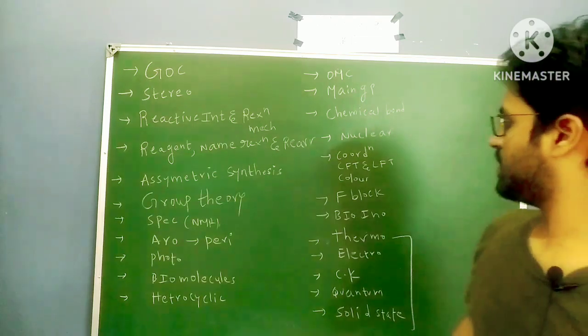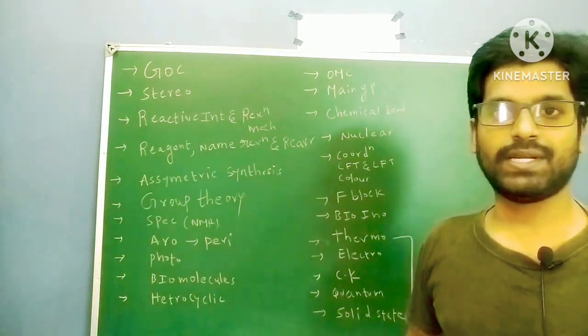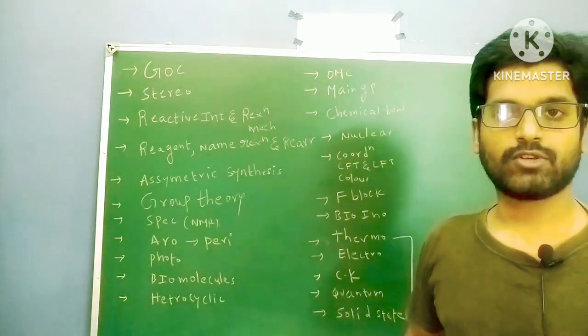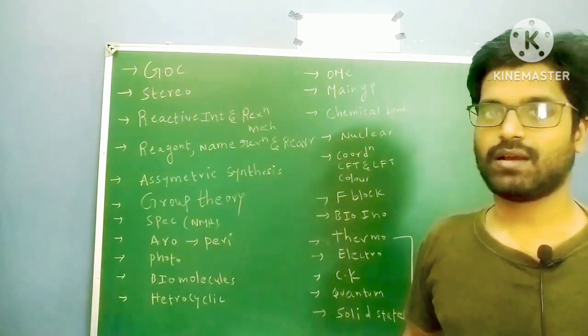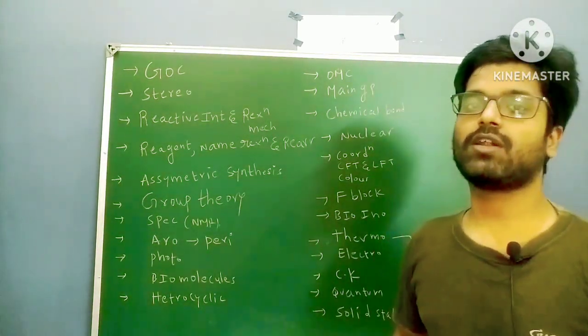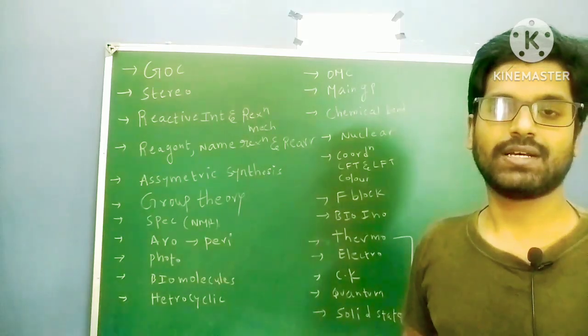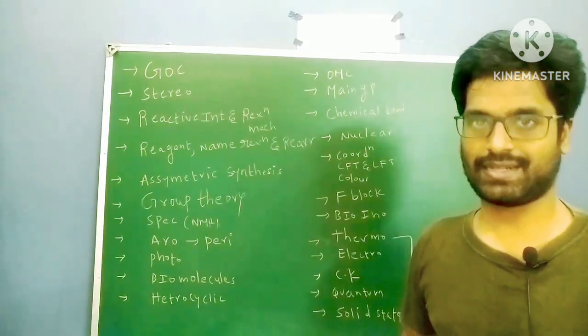Next, f-block elements. F-block elements is a very simple chapter. I have given a PDF of f-block elements in Telegram, so you can find that PDF and read from there. Okay, so next, bioinorganic chemistry. In bioinorganic chemistry, hemerythrin and hemoglobin, these 2 are very important. So just focus on those 2 at least.